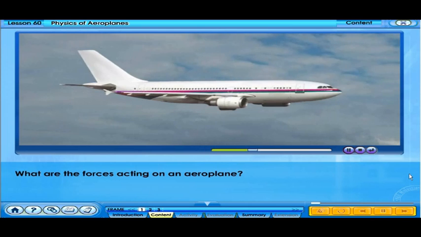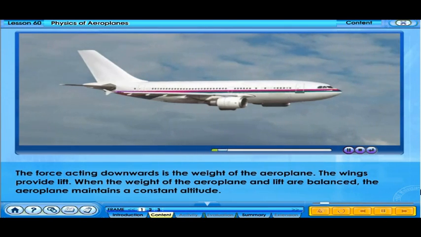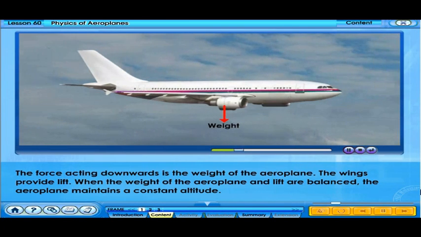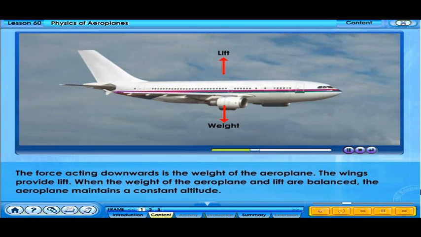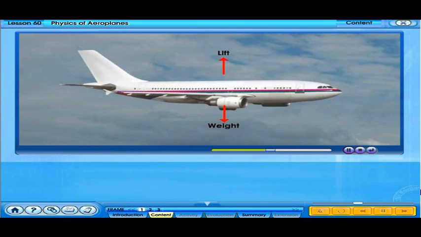What are the forces acting on an aeroplane? The force acting downwards is the weight of the aeroplane. The wings provide lift. When the weight of the aeroplane and lift are balanced, the aeroplane maintains a constant altitude.